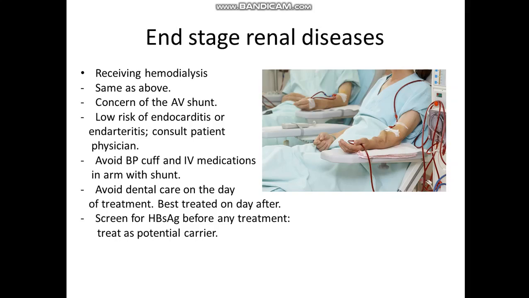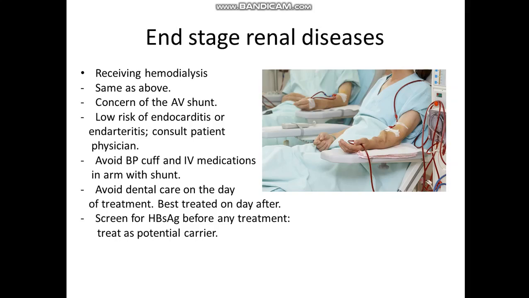Avoid dental care on the day of treatment. It is best to treat on the day after hemodialysis. Why? As we know, the blood will be taken from the patient to a machine. Since the blood is outside the blood vessel, we have to add anticoagulants such as heparin to the blood. This is to prevent coagulation of blood while it passes through the tubes that connect the patient to the machine.